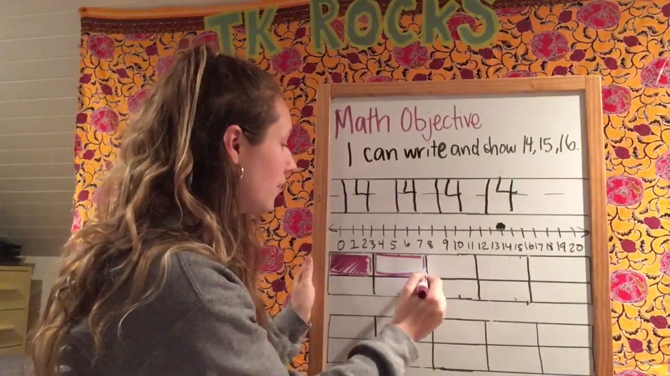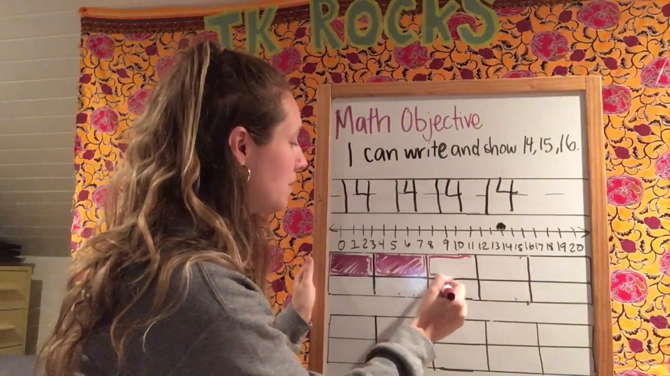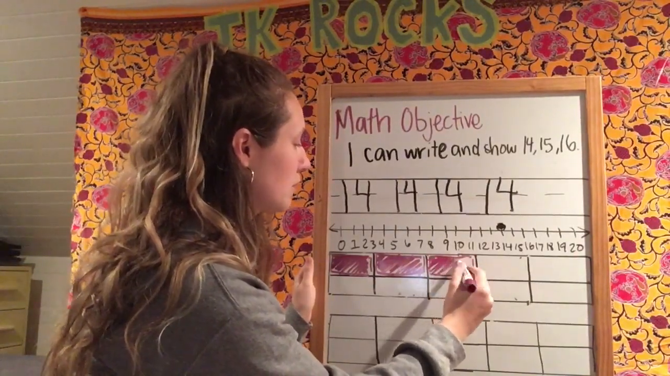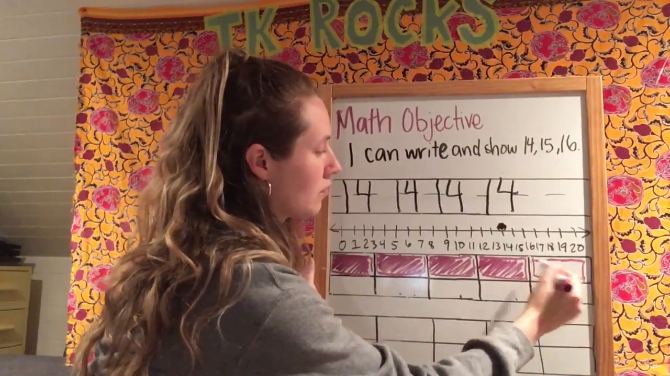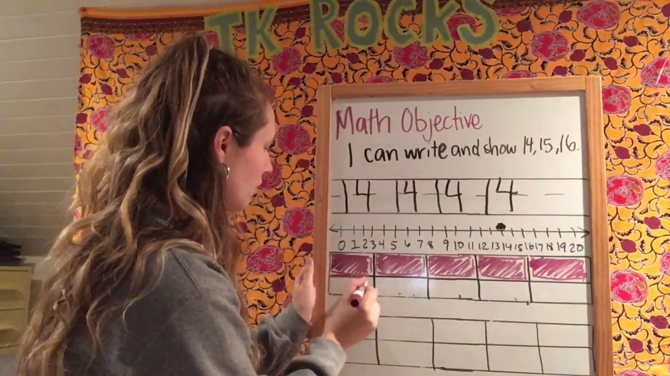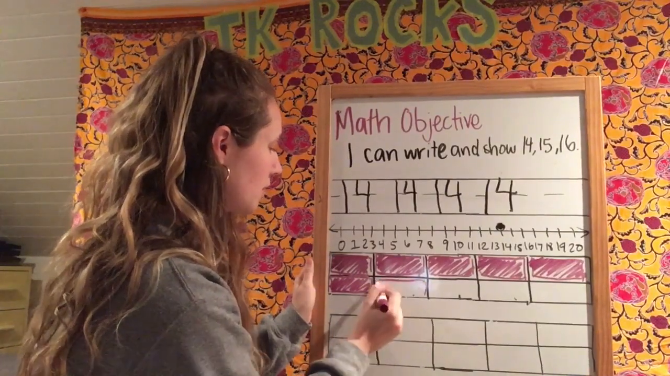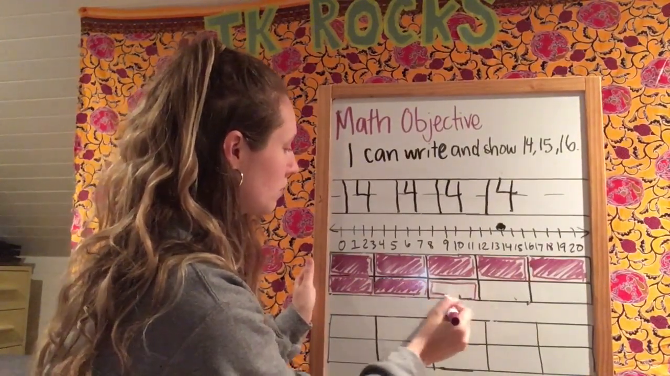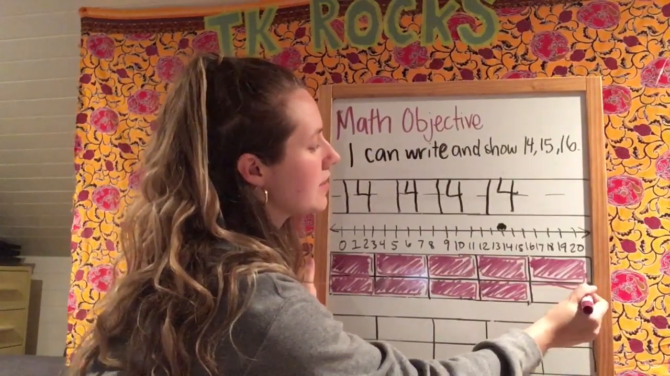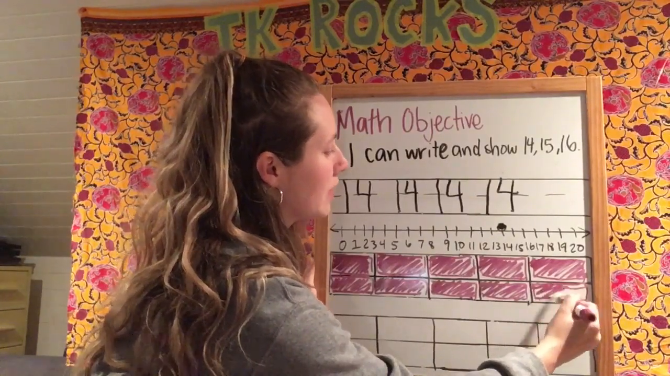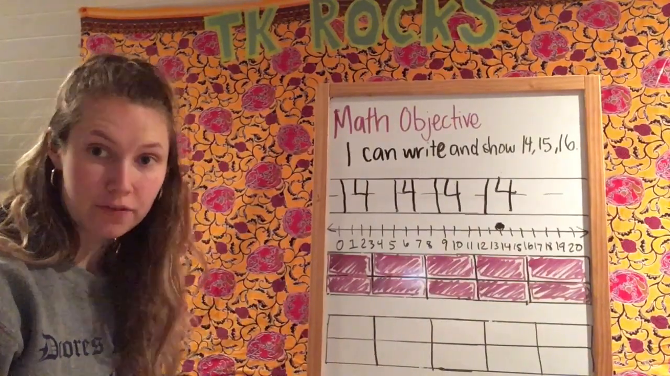So here I go, filling out my first 10 frame. Then I will move on to my second 10 frame. Always go from left to right, even when we're filling in our 10 frames here. And 10. So that's one whole 10 frame. Now we know we have 10. We need to see how many more we're going to fill out for 14.